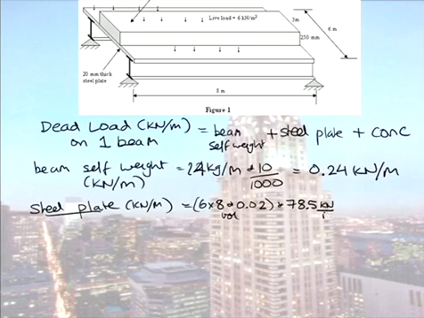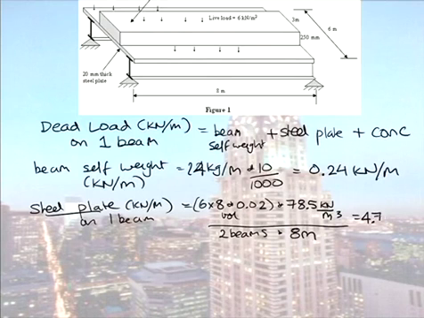Now currently, this number has units of kilonewton, and that is the weight of the total steel plate. So we want it on one beam, so I'm going to say divided by 2 beams. And then I'm going to divide it by the length, 8 metres. And that then gives me a value of 4.7 kilonewton per metre. Now, that's what I call the long way, and that word long is not an insult.